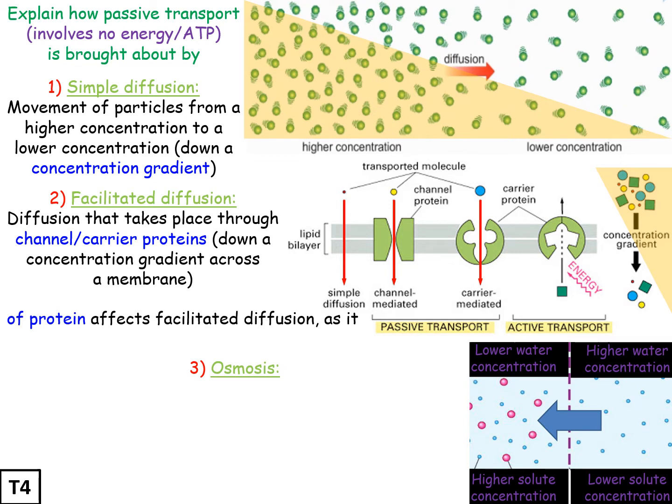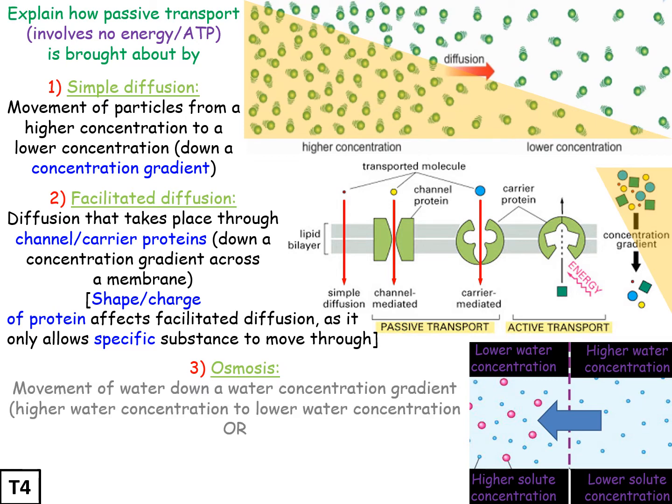Proteins have a 3D shape because they are globular. They also have a charge due to their R groups being polar. Therefore, the shape or charge of a protein can affect facilitated diffusion, as it only allows specific substances to move through. For instance, if you have a potassium ion channel protein, only potassium ions can diffuse through the channel protein. So different channel proteins and carrier proteins will diffuse different particles based on the shape and charge of the transporter protein.